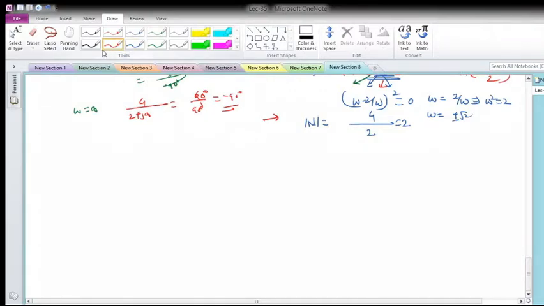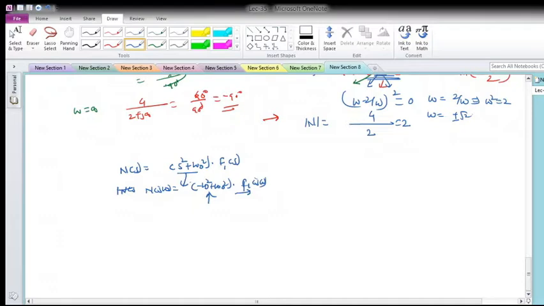Suppose my network function consists of the zeros s square plus omega 0 square, into some function f1 of s. Now let me evaluate its magnitude and angle contribution. Evaluating N of j omega, it will be minus omega square plus omega 0 square into f1 of j omega. I don't bother about f1 of j omega. I would like to see the effect of the zeros on the j omega axis. What are the roots?